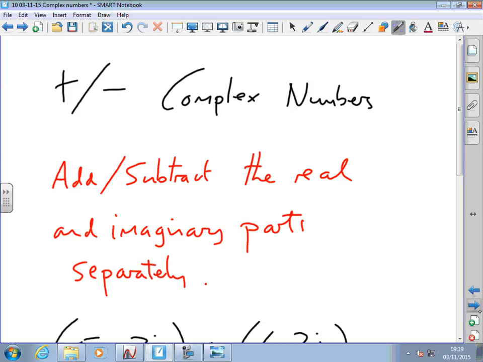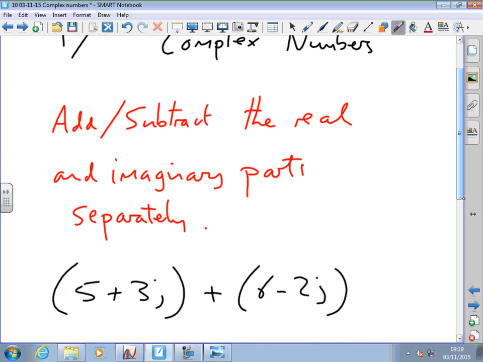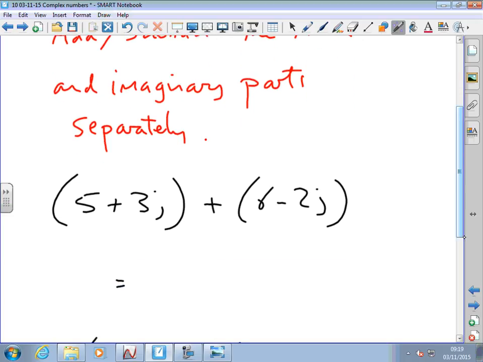What we do is quite straightforward: we add and subtract the real and imaginary parts separately. So that means that we must have the real and the imaginary parts separately. If our complex number is in polar form, we have to convert back to rectangular form, and then we can add them. We cannot add and subtract in polar form. So you get your calculator out, convert your numbers to Cartesian or rectangular form, and then you can add them.